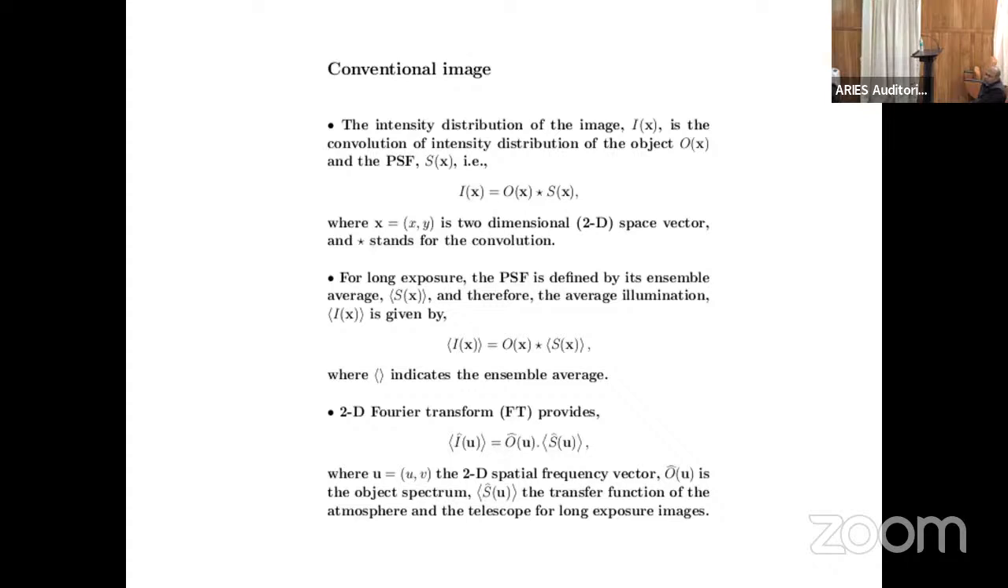Now, this is a conventional image. I call it conventional because any exposure more than 20 milliseconds is called overexposed, and the overexposed is your conventional. Whoever is giving any exposure more than 20 milliseconds gets the blurred image.